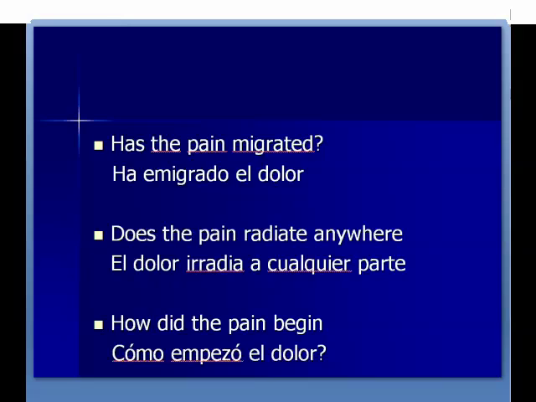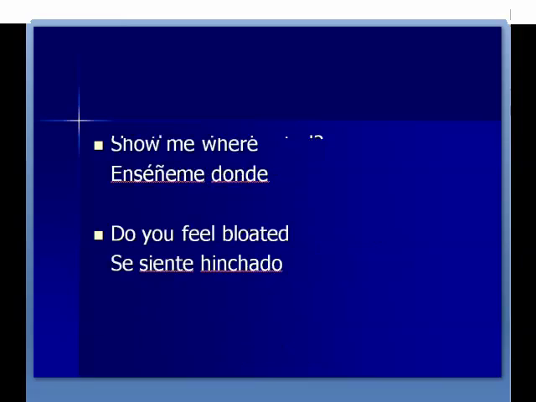How did the pain begin? ¿Cómo empezó el dolor? Show me where. Enséñame dónde. Keep in mind that this command is conjugated in the formal usted form.